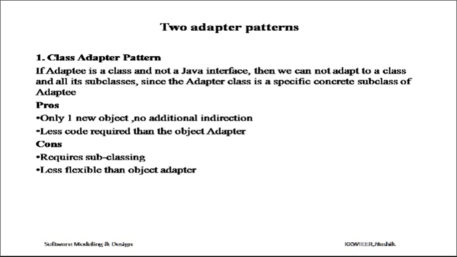and the object adapter pattern. A class adapter pattern adapts the adaptee to the target by committing to a concrete adapter class. As a consequence, a class adapter won't work when we want to adapt a class and all its subclasses. It lets the adapter override some of the adaptee's behavior since the adapter is a subclass of the adaptee. It introduces only one object, and no additional pointer indirection is needed to get to the adaptee.